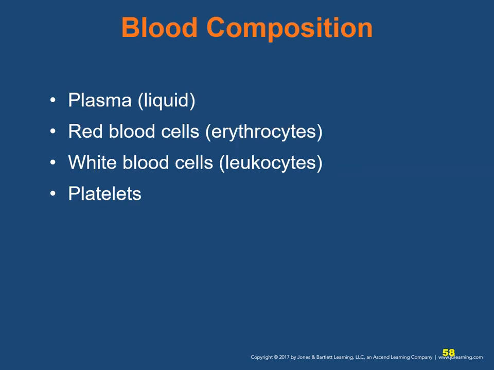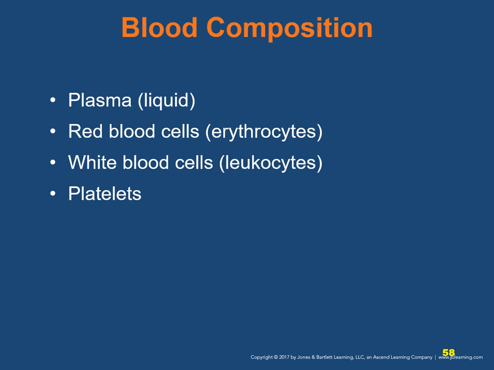Blood composition is made up of plasma, red blood cells, white blood cells, and platelets. Plasma, which is the liquid portion of blood, contains water, which is its primary component, proteins, which are also a primary component, and then oxygen, carbon dioxide, nitrogen, nutrients, and cellular wastes.